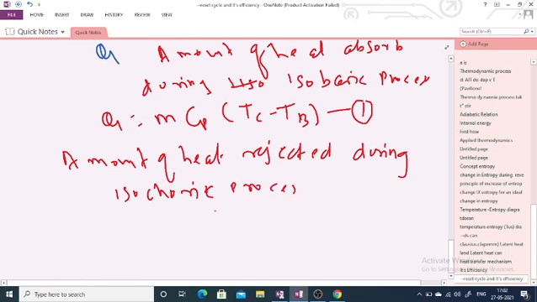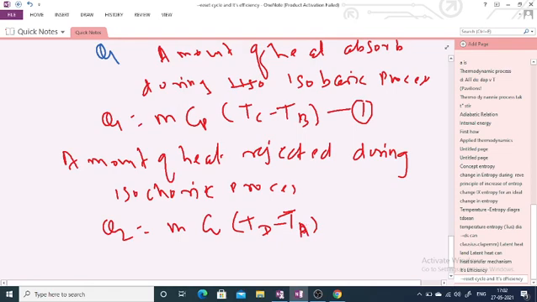So we got Q2 is equal to M Cv (Td minus Ta). It is a rigid process, so it is a negative sign: M Cv (Ta minus Td), and this negative sign makes it positive, so Td minus Ta.